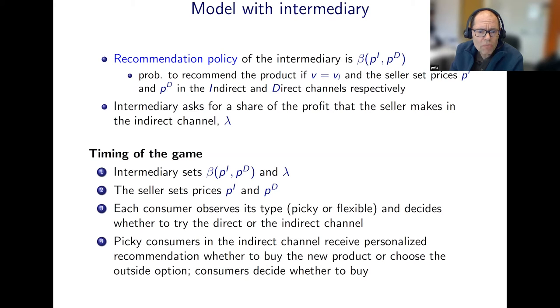Second, then, given the intermediary's recommendation policy and the profit share it asks from the seller, the seller sets the retail prices on the indirect channel and the direct channel, and then the game continues as we have seen before. Consumers learn their types, make a choice between the two channels, and if they are in the indirect channel, they receive a personalized recommendation.